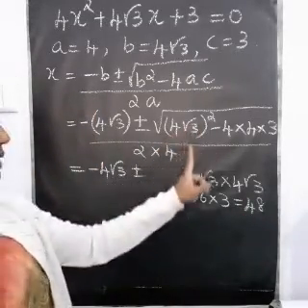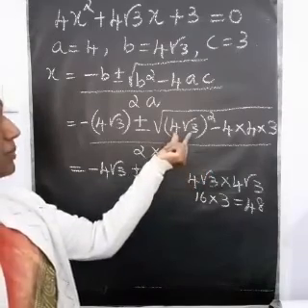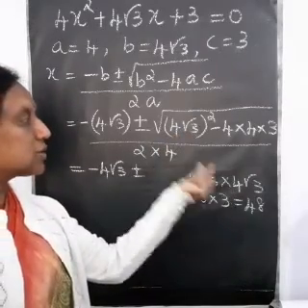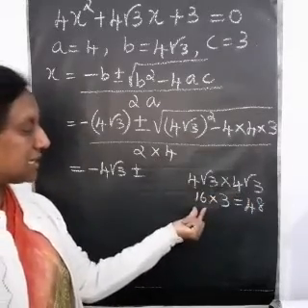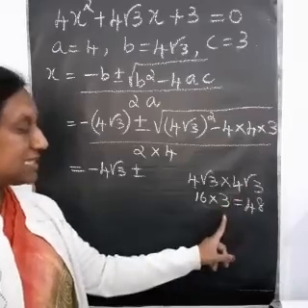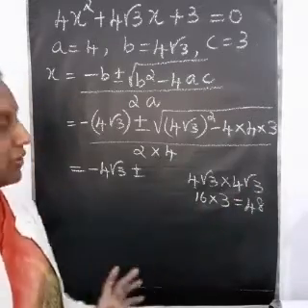4 root 3 whole square. You must know how to square it. First you will multiply 4 root 3 into 4 root 3. Then for this you will see 4 into 4 is 16. Root 3 into root 3 is 3. So 16 3s are 48.